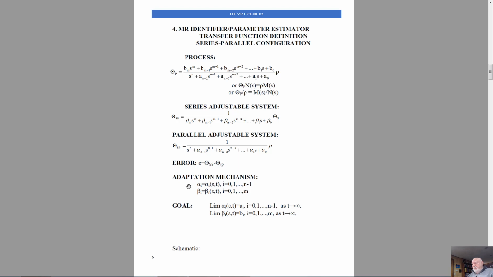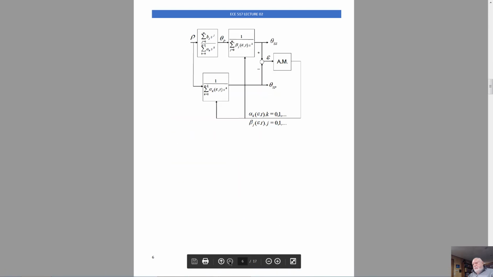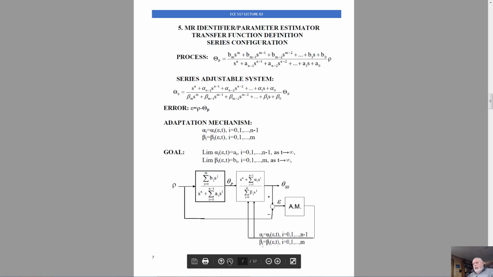So adaptation mechanism is the expression that defines parameters alpha and parameters beta as functions of error and time. It's our responsibility to come up with these expressions, and we will do it later. Now, the goal is making sure that alphas will converge to A's and betas will converge to B's. And of course, I want to consider with you model reference identifier, parameter estimator, transfer function definition, and it will be a series configuration. Why do we need series configuration?